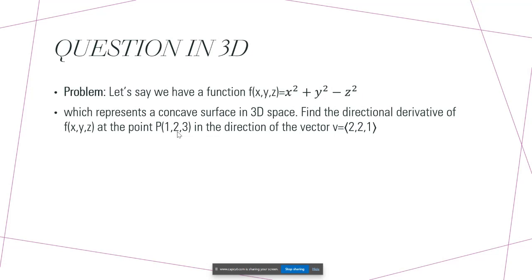Let's say we have a function f of x, y, and z, and this is the function, x squared plus y squared minus z squared. Normally, in a gradient descent, x would be some independent variable that we're working out, and y would be another independent variable, and z would be the cost function, which we want to minimize, which represents the concave surface in a 3D space. Find the directional derivative of f of x, y, z at the point P (1, 2, 3) in the direction vector v (2, 2, 1). So we have the same stuff, but we're just applying it in 3D now.